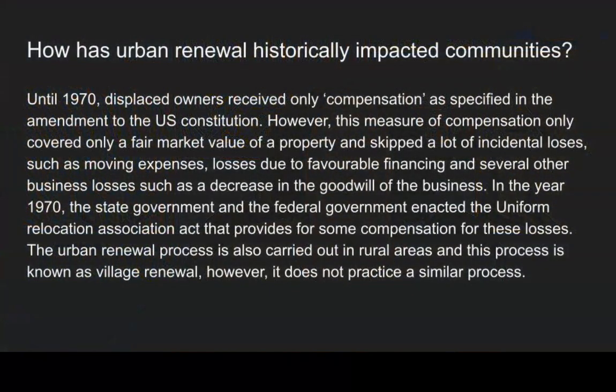And so we'll talk about that a little bit later. But in terms of urban renewal, it has historically impacted communities, like I said, that are low income and areas that are primarily occupied by people of color. And until 1970, displaced owners only received compensation as specified in the amendment to the Constitution.